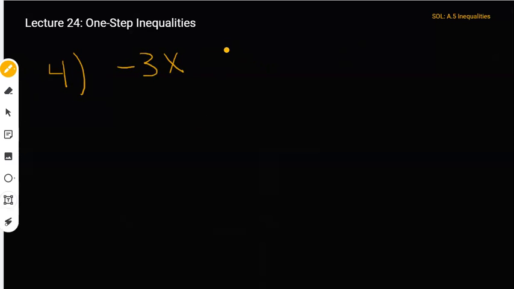Negative 3x is less than or equal to negative 12. Okay, so for this one, negative 3 is being multiplied by x. So I see multiplication up here, right? What's the opposite of multiplying? Dividing, right? So I'm going to divide both sides by the negative 3 and see what I get.